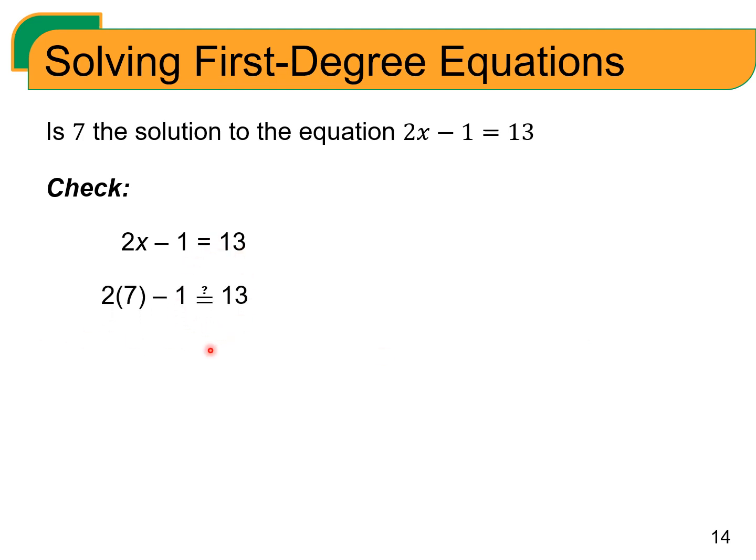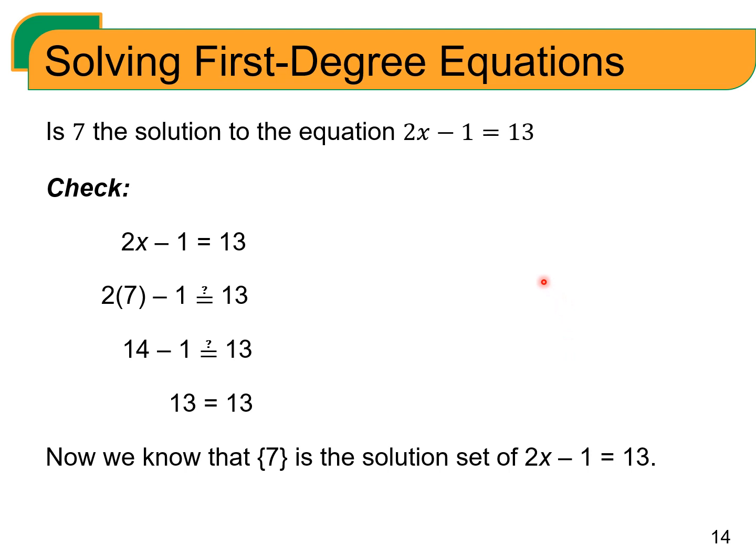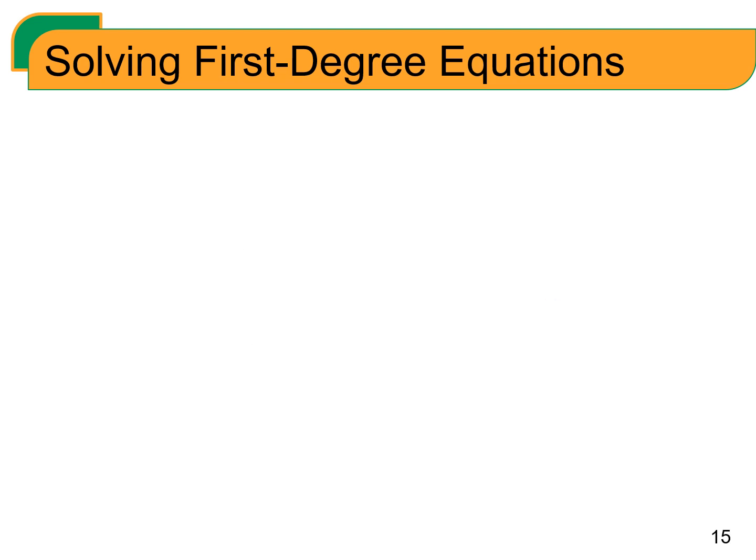Notice I have a little question mark here. The left-hand side will be 2 times 7 minus 1. Hopefully, it will be equal to what? 13. Well, we'll do some computation. 14 minus 1 is 13. So at this point, if the left-hand side equals the right-hand side, you can remove the what? The question mark. Now we know for sure 7 is the solution of 2x minus 1 equal to 13.